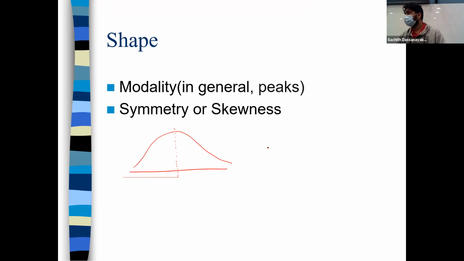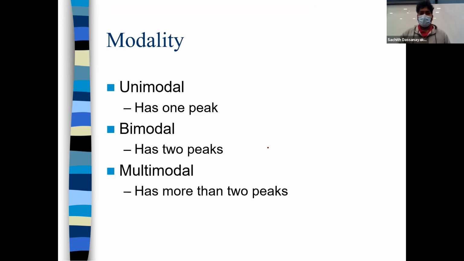So by using this, we can see the shape of what we simply call the distribution. The shape of the distribution. So the number of peaks, modality, normally we consider the number of peaks. If we have one peak, we call it unimodal. If we have two peaks, bimodal, which means two bumps. If we have more than two, we call it multimodal. It can be 3, 4, whatever. Like bumps.